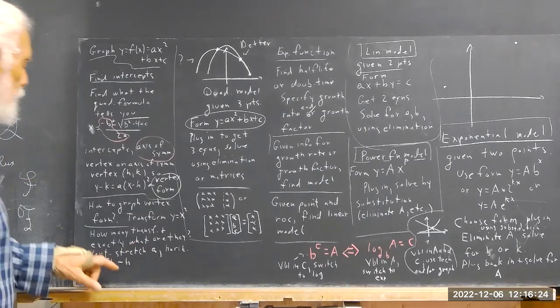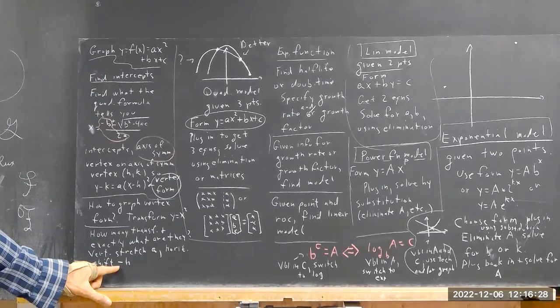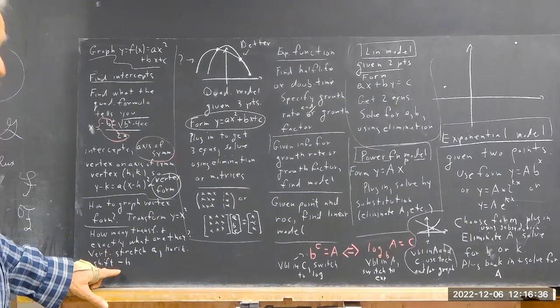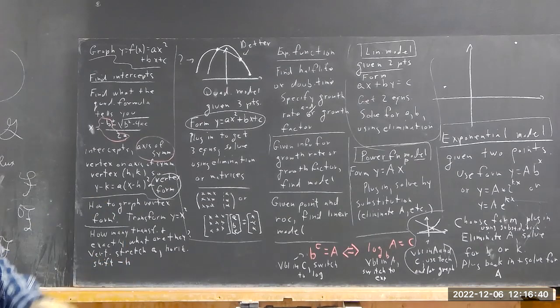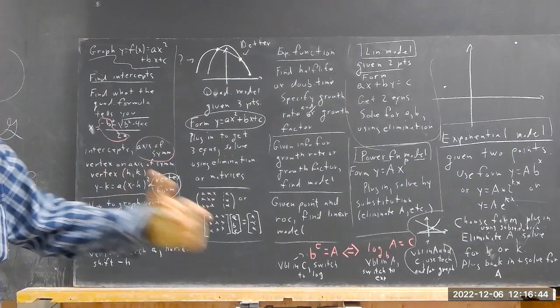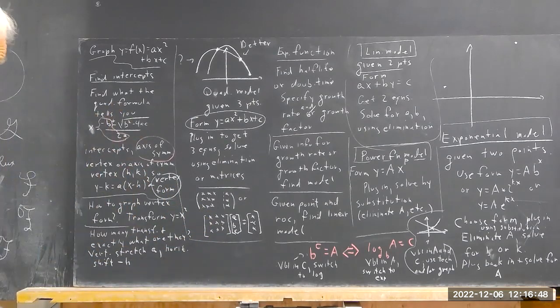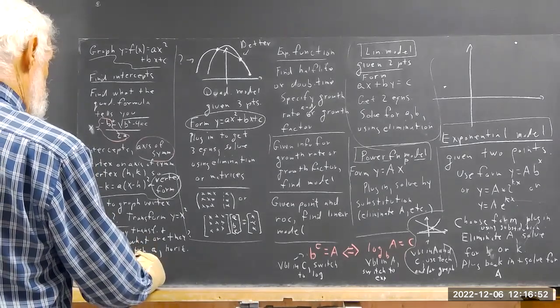Vertical stretch is A, horizontal shift is negative H. We discussed quite a bit why that shift is negative H. We might talk about that some more, but you might need to review that. At least make sure you know it, because you're going to know it better if you remember why. It's just that X has to be H units bigger to give you the same value if you're squaring X minus H.